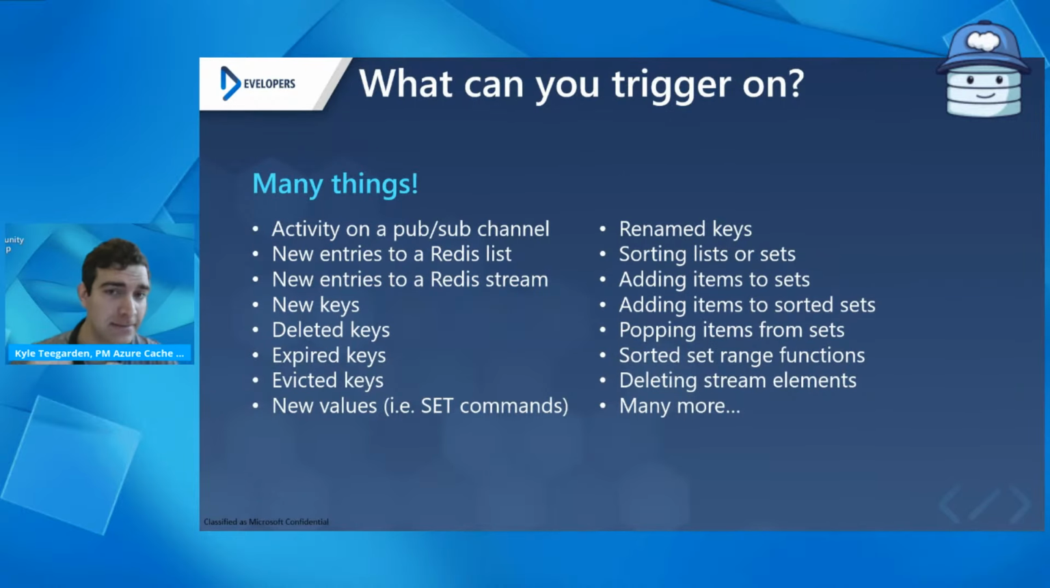And like I said, with key space notifications being part of the pub sub mechanism within Redis, there's a lot of things you can trigger on. So, new keys, updated keys, deleted keys, expired keys, things that you renamed, new items in lists or new items in streams. It's a huge list of things. And so there's a lot of robustness here around configuring your triggers and doing some really cool things with Redis.